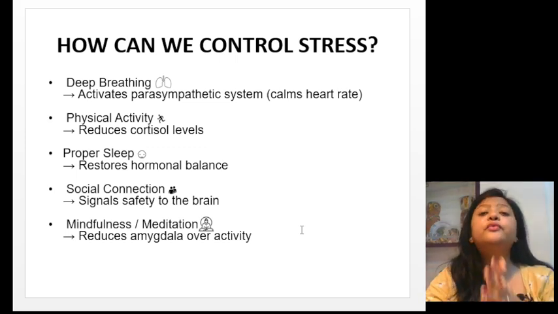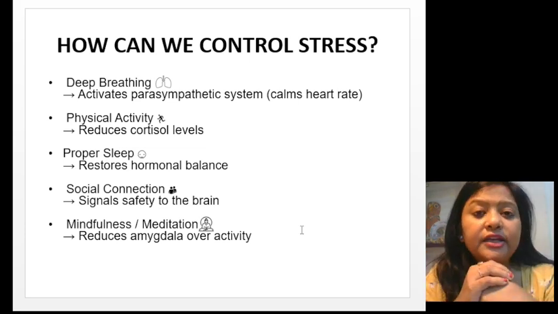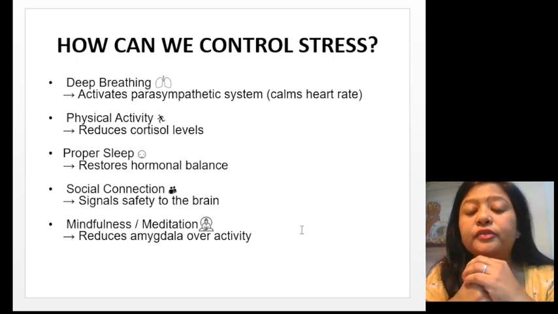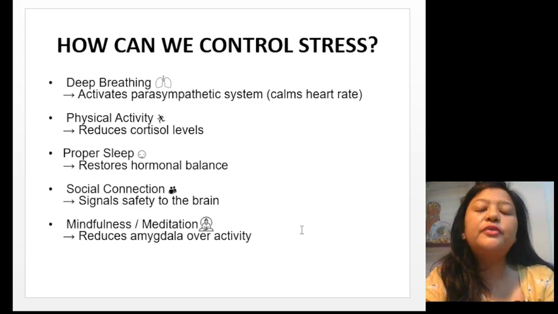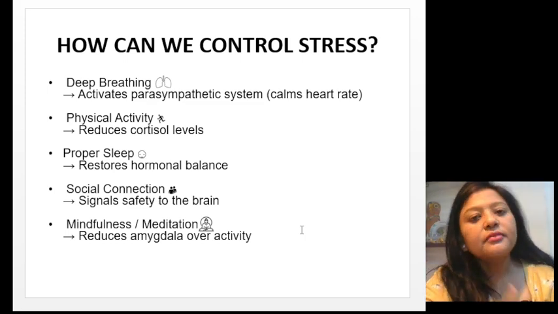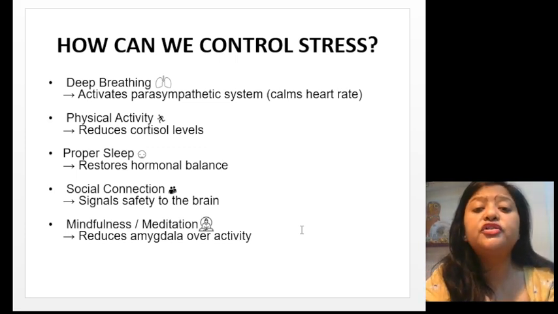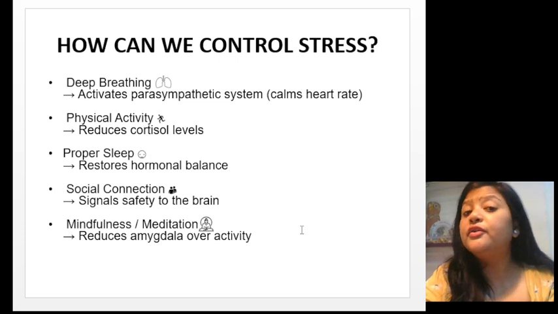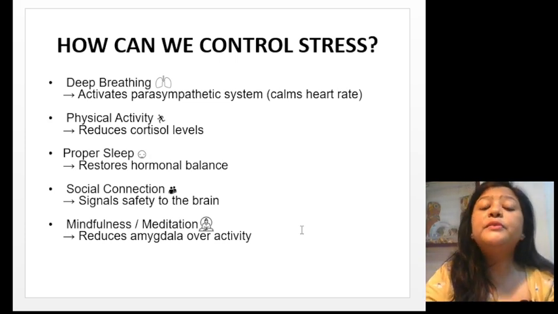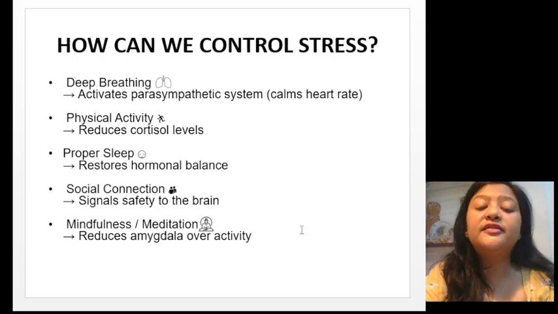Very important. How can we control stress? Take a deep breath, do physical activity, sleep for a longer time. Also, talk to people, connect with people. This will provide safety to your brain. Also, try to do meditation and practice mindfulness. These are some of the ways by which you can control stress, because they will activate the parasympathetic system, reduce the cortisol levels, restore the hormonal balance, and also reduce the activity of the amygdala. So these are the ways we can control stress.